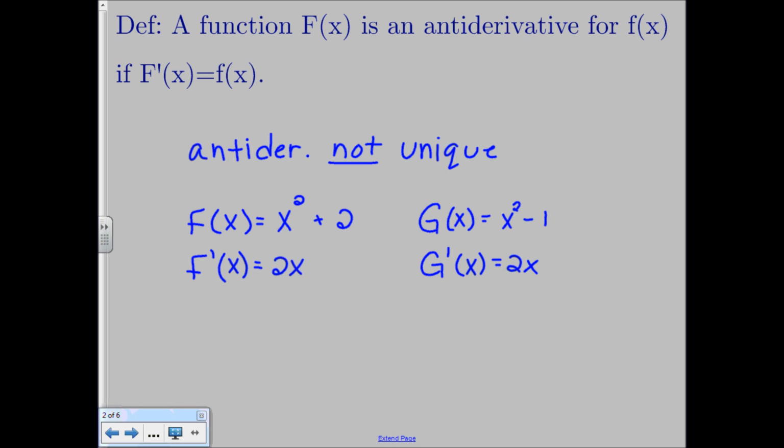So they're both equal to little f of x, which is 2x. So big F prime of x equals little f of x, 2x, which is also equal to G prime of x. Those constant terms that we throw on make them not unique. Whenever we talk about antiderivatives, unless we give you certain conditions, we're talking about a family of infinitely many antiderivatives, and we'll see how that works out next.